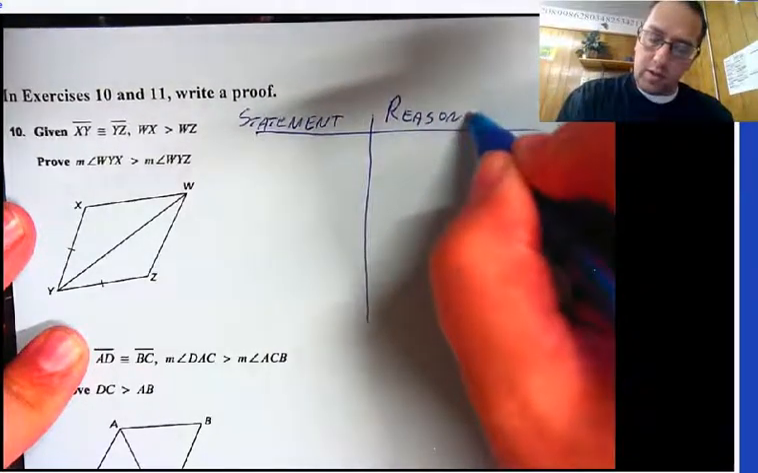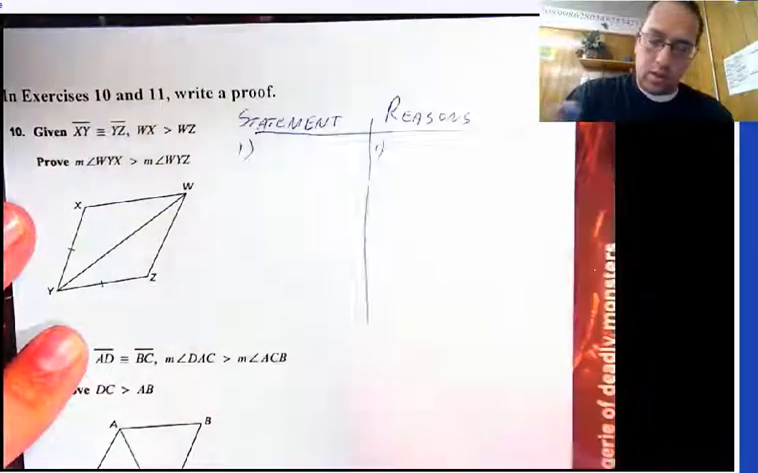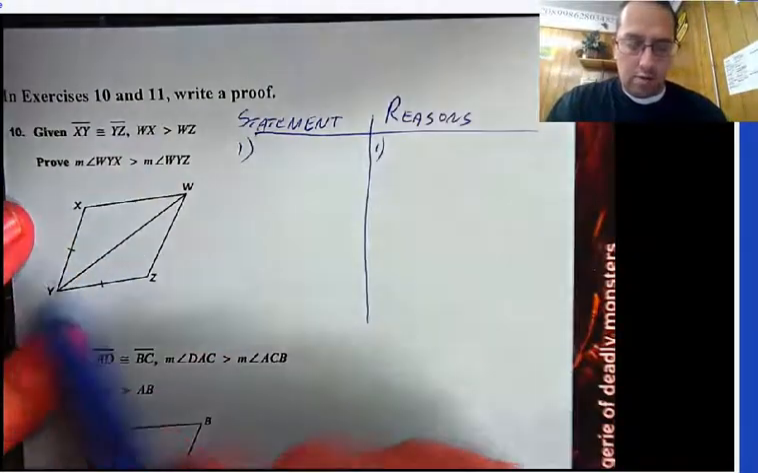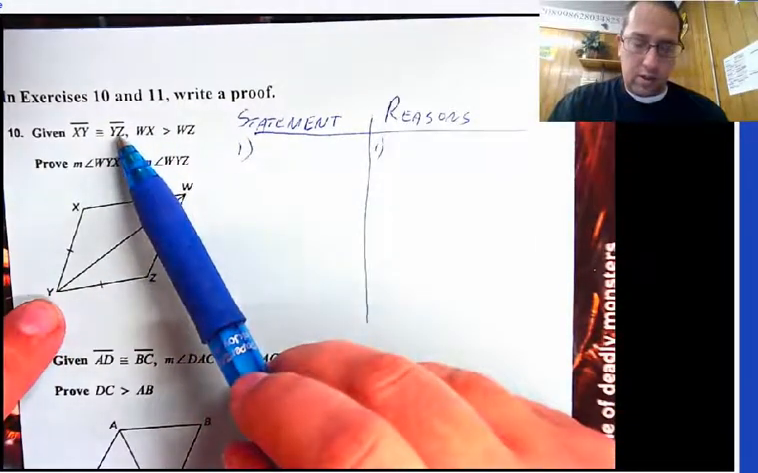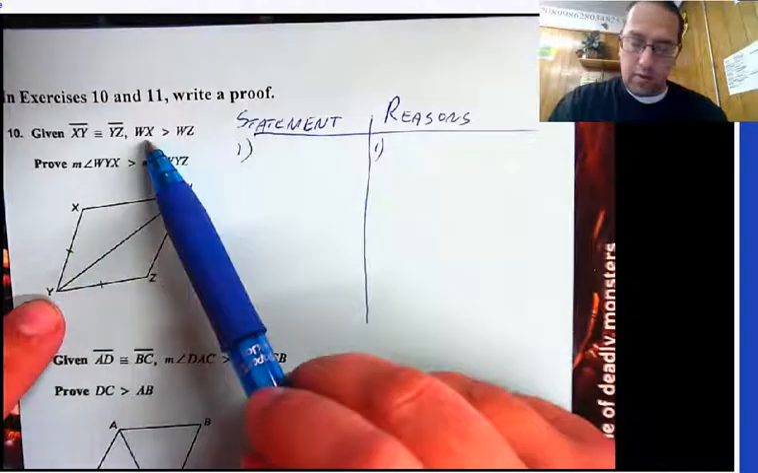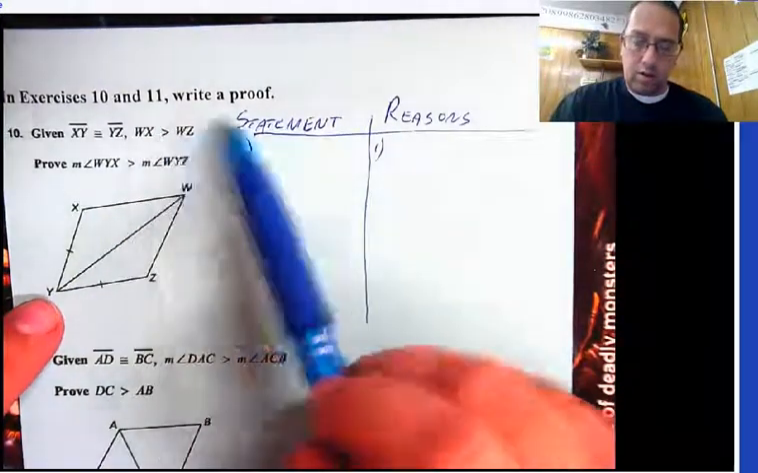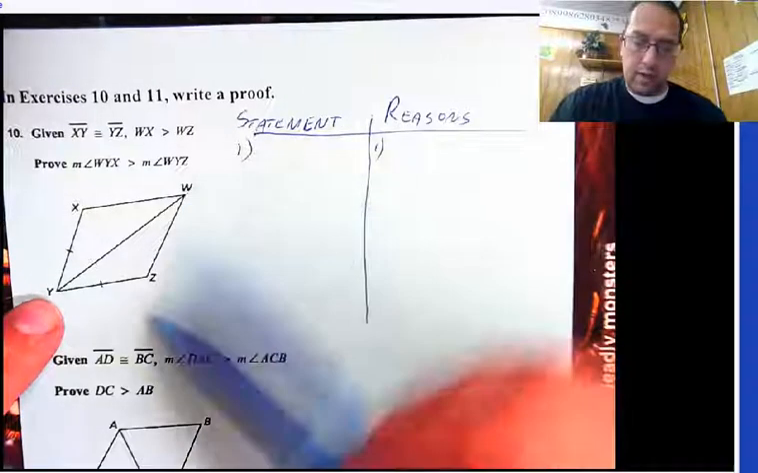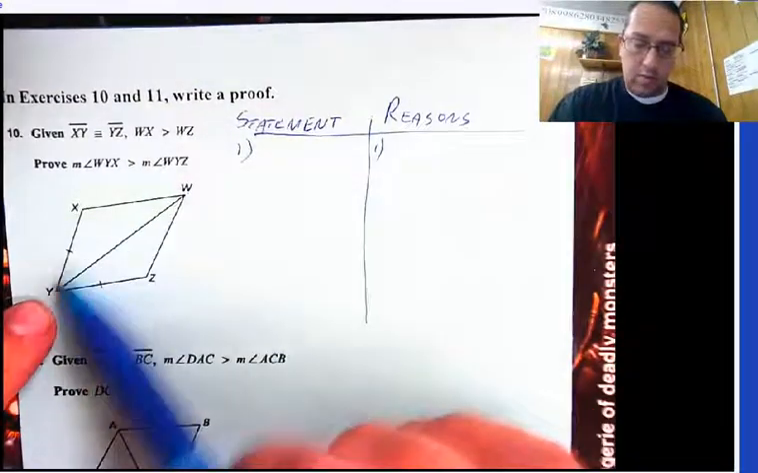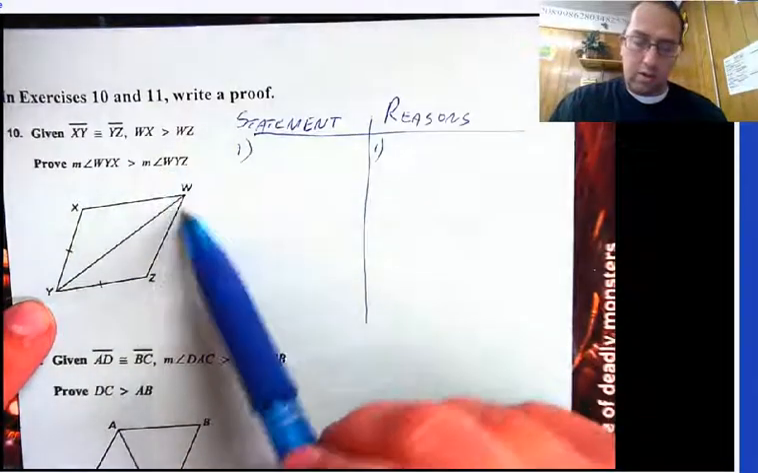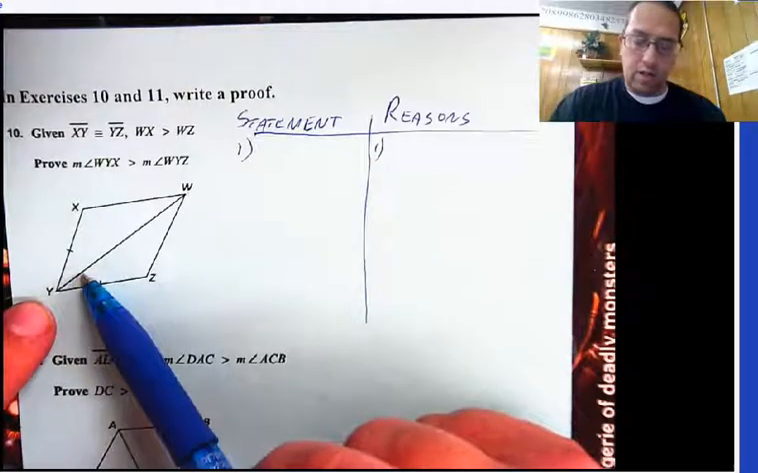You have statements on the left, reasons on the right. Statement 1. All right, now we're set up. Let's see what we're proving. We are given that segment XY is congruent to segment YZ. We are given that the length of WX is larger than the length of WZ, and we're going to prove that the measure of angle WYX is larger than the measure of angle WYZ. So we're going to prove this angle is larger than that angle.